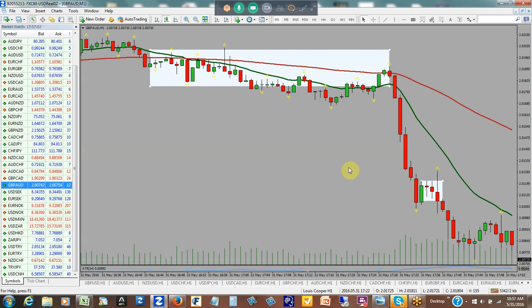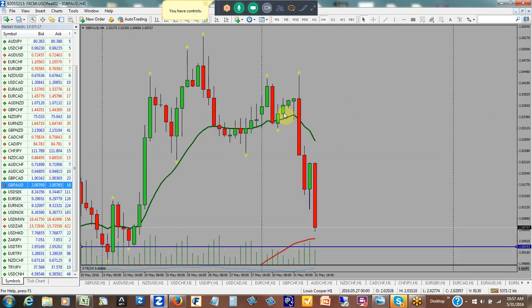I'm just running out of time as I look at the clock. But there are a lot of really nice setups. I like the price trap because it's simple. Let me show you one more. Let's go back out to the H4, and I'll show it to you.